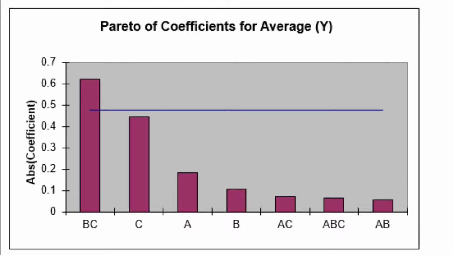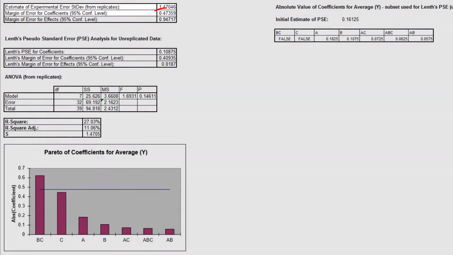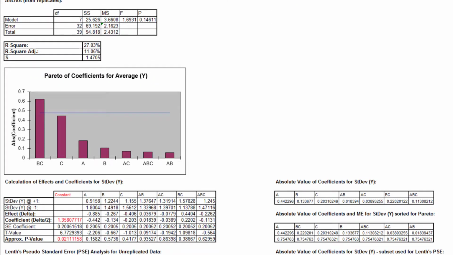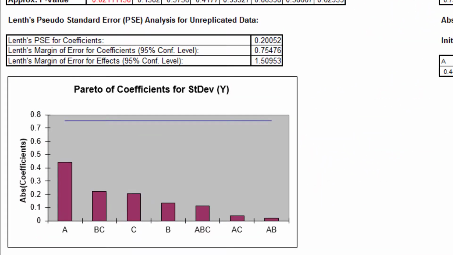If the responses are replicated, SigmaXL draws the blue line on the Pareto chart using an estimate of experimental error from the replicates. Scroll down to view the Pareto of coefficients for standard deviation y. Because the standard deviation is unreplicated, Lenth's pseudo-standard error is used to calculate the significance line at 0.755. The A, or flour main effect, is clearly the dominant factor, but it does not initially appear to be statistically significant based on Lenth's method. Later, we'll reanalyze the standard deviation in the model using multiple regression.